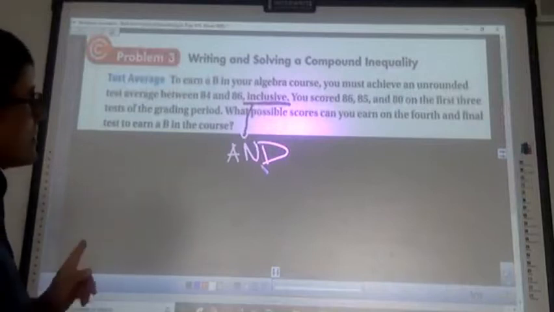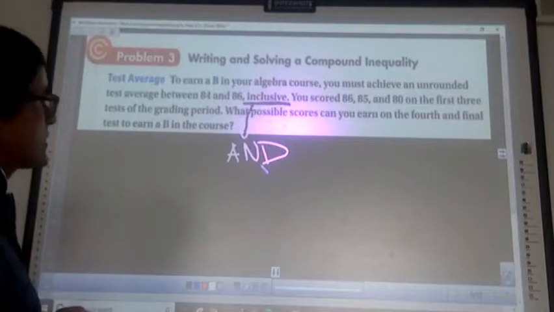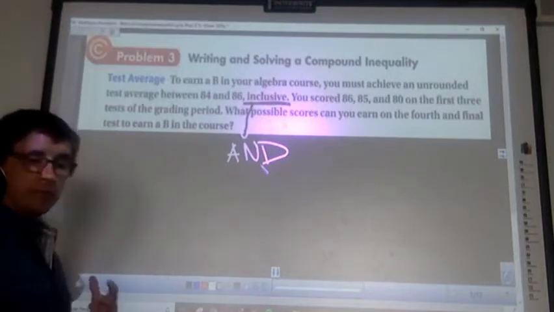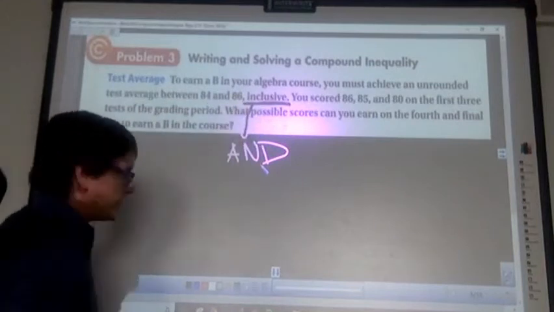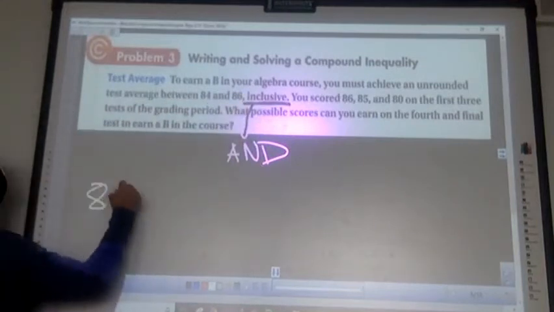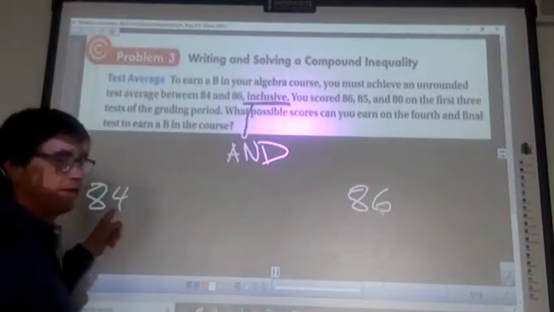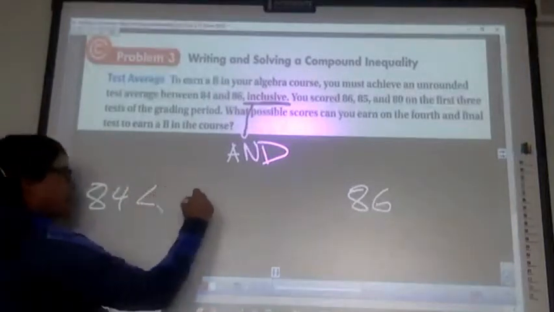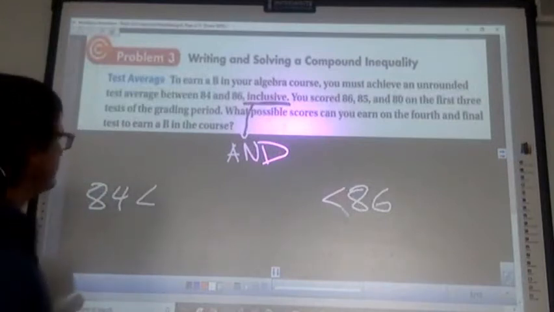So you scored 86, 85, and 80 on the first 3 tests of the grading period. What possible scores can you earn on the 4th and final test to get a B? So small number on the left, big number on the right. They want it between 84 and 86, so I'm going to write the 84 here and the 86. I'm leaving intentionally a big fat gap in between here. I know that they're going to be less thans because they're always less thans when you write an and inequality.